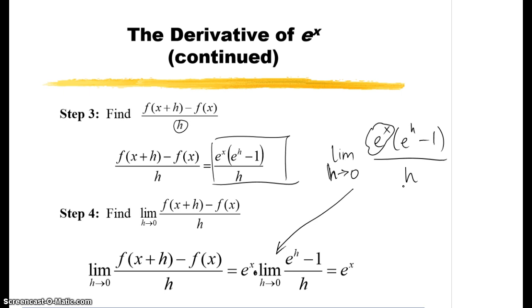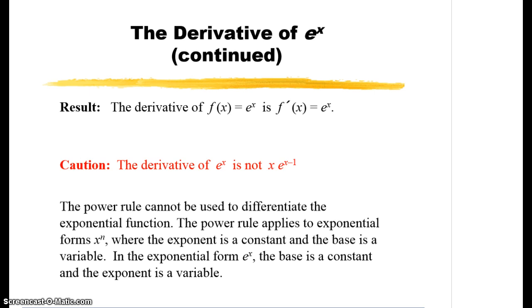And what did we say at the beginning? We said we're going to assume for free that this limit is equal to 1. So we really get e to the x times 1, or e to the x. So the derivative of e to the x is e to the x. So f of x is e to the x, and its derivative, f prime of x, is also e to the x. Very interesting function, e to the x. It happens to be its own derivative.